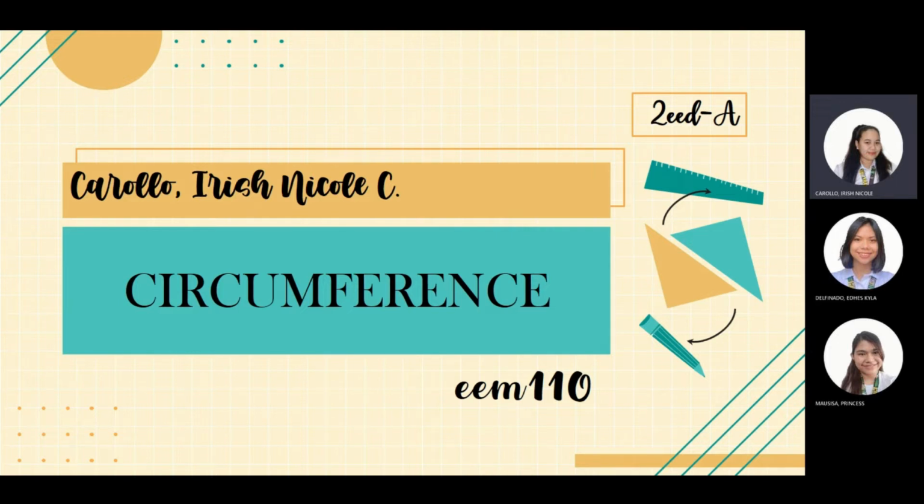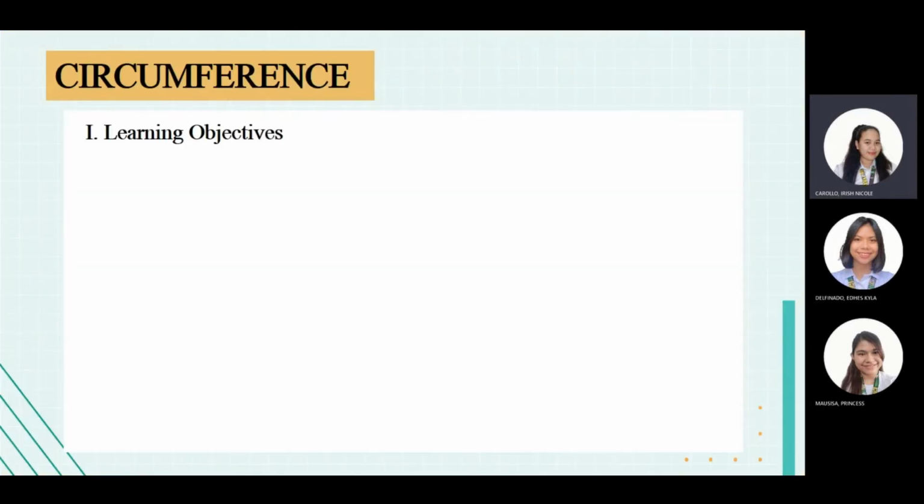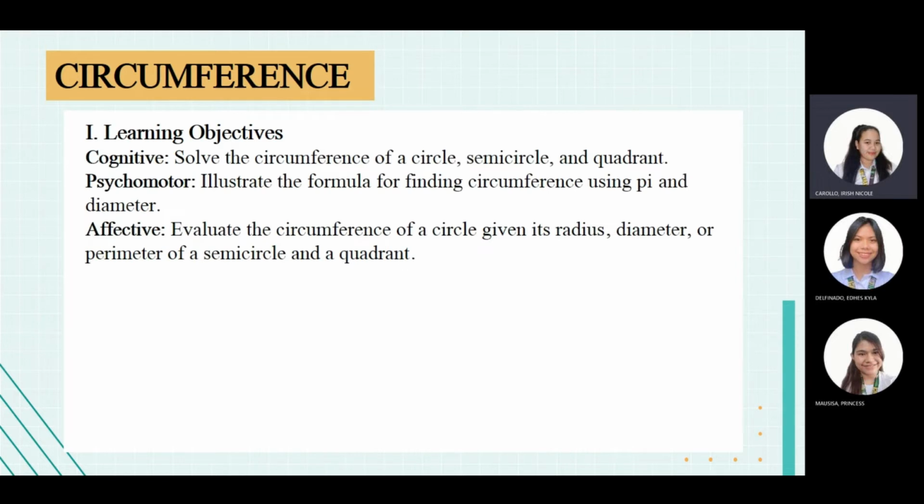The lesson that I chose is the circumference. The first part of the lesson plan is the learning objective. Here in the learning objective, this tells about the cognitive, psychomotor, and affective during the discussion.